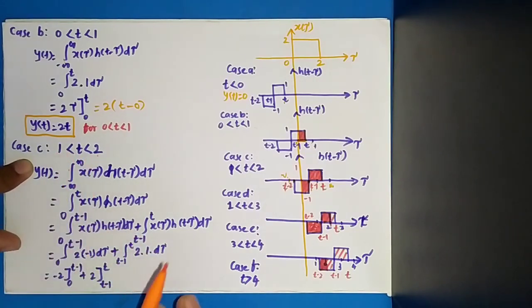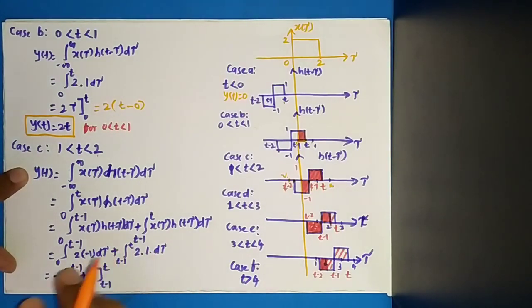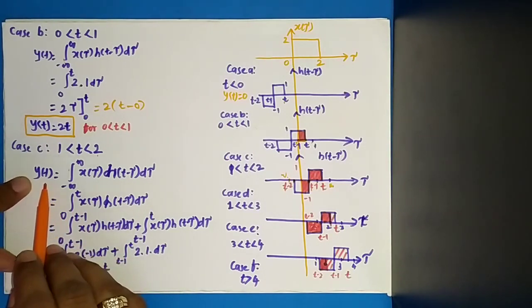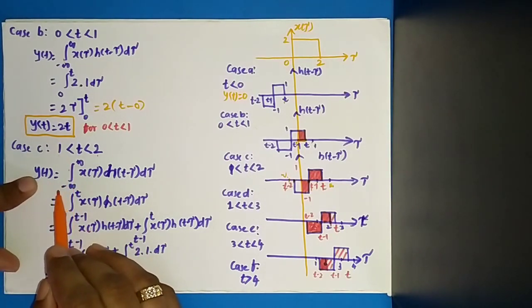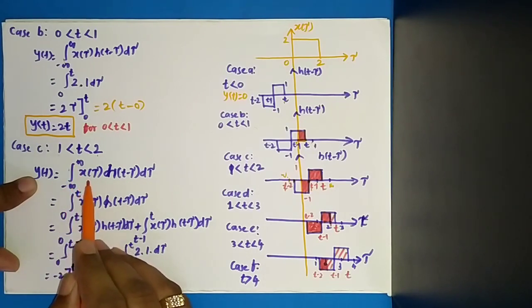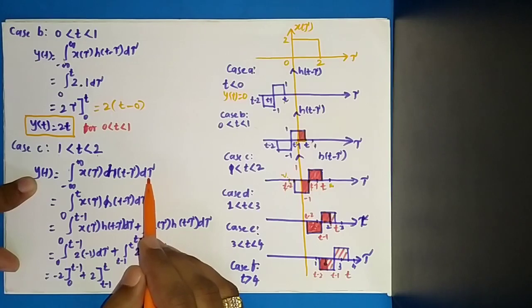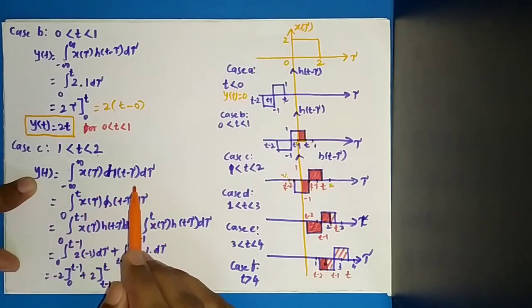Okay, this is a little complicated problem for you. If you have not understood the previous problem, it will be a little complicated. But if you are following the way I am explaining, then it will be easy for you. Okay, so please pay attention and understand this one. y of t is equal to integral minus infinity to infinity h of tau h of t minus tau d tau. Okay, so this is the convolution integral formula.